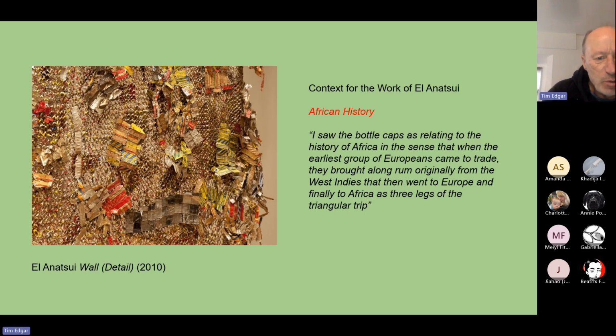And he says, I saw the bottle caps as relating to the history of Africa in the sense that when the earliest group of Europeans came to trade, they brought along rum, originally from the West Indies, that then went to Europe, falling to Africa as 3 legs of the triangular trip. So these are the kind of things he incorporates in his work.